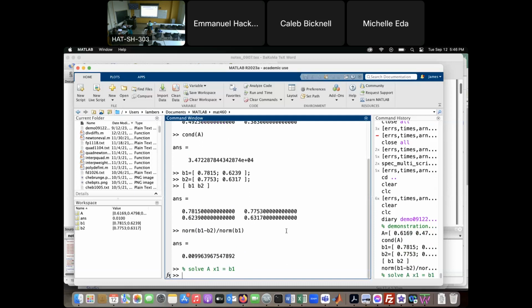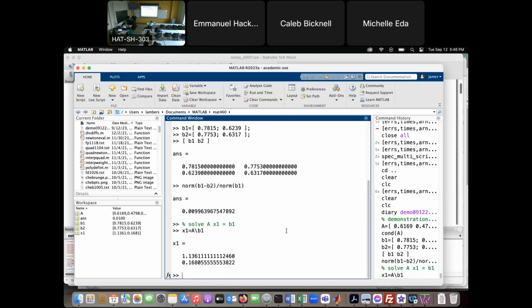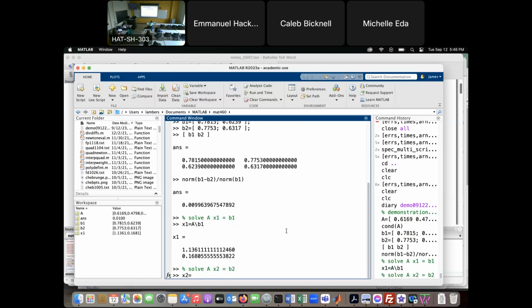So now I'm going to solve A times x1 is equal to b1. To do that, I use the backslash: x1 is equal to A backslash b1. Okay, there's my solution. Nothing remarkable about that. Now solve the other system, A x2 is equal to b2. So same thing, A backslash, but now it's b2.